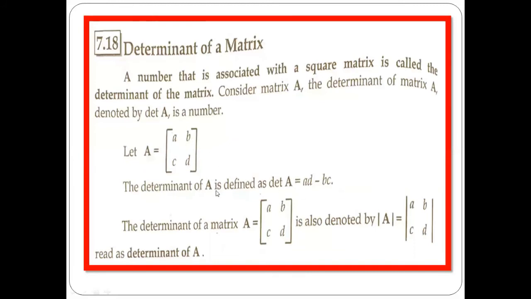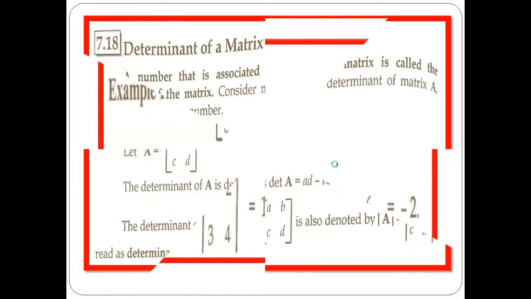So the determinant of A is defined as ad minus bc. First you will multiply a and d, the elements of the leading diagonal, then minus, then multiply the elements of the non-leading diagonal, b and c.